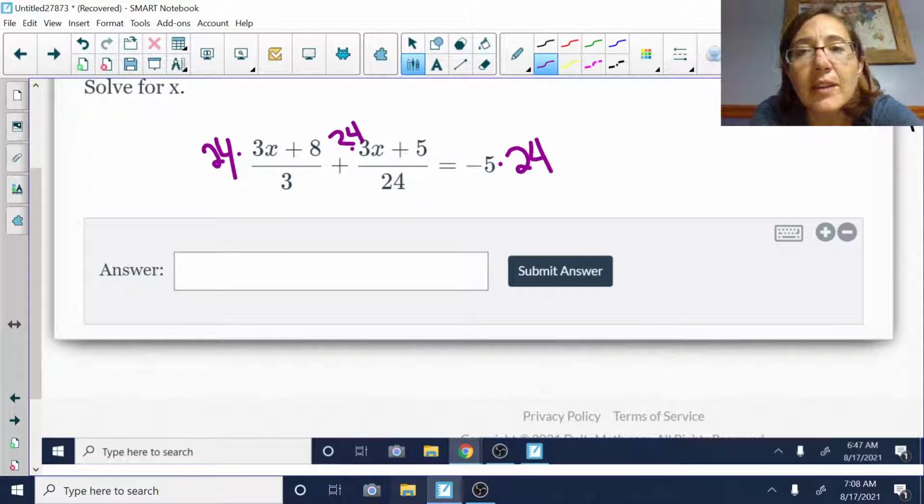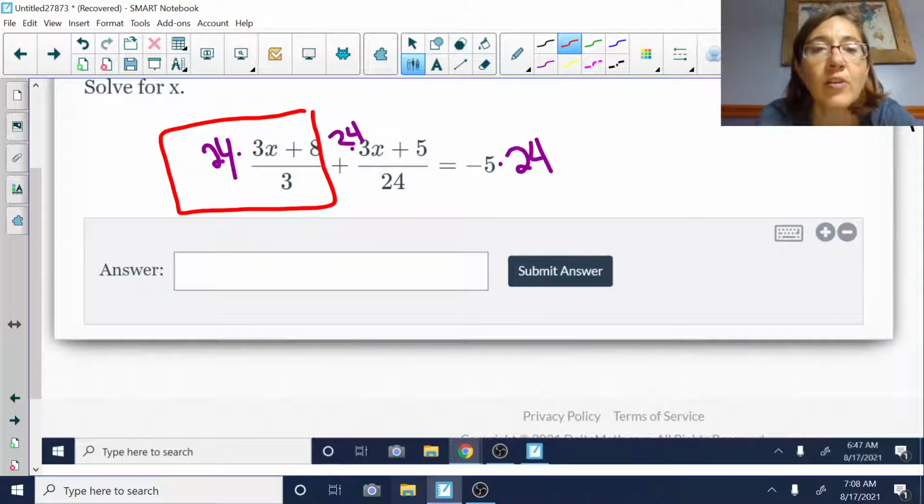What I'm going to do is treat this one chunk at a time. So first, I'm just going to look at this chunk here in red. So I'm going to put that 24 over 1 so that the canceling is a little bit more obvious. So I'm thinking about dividing the 24 by the 3. Well, what is 24 divided by 3? That's 8.